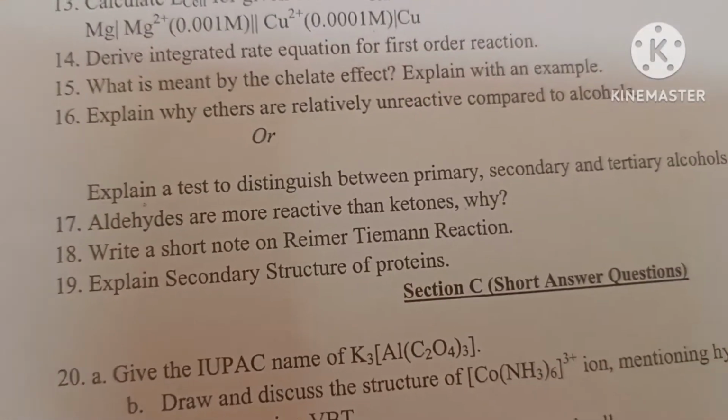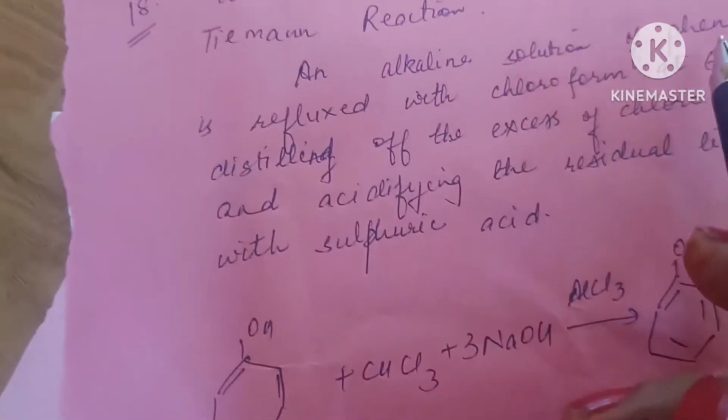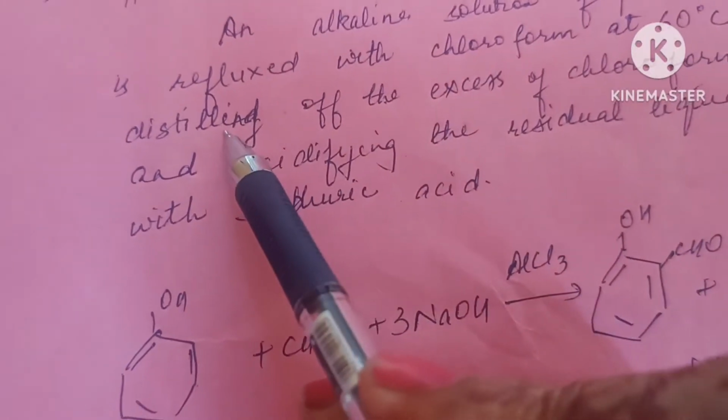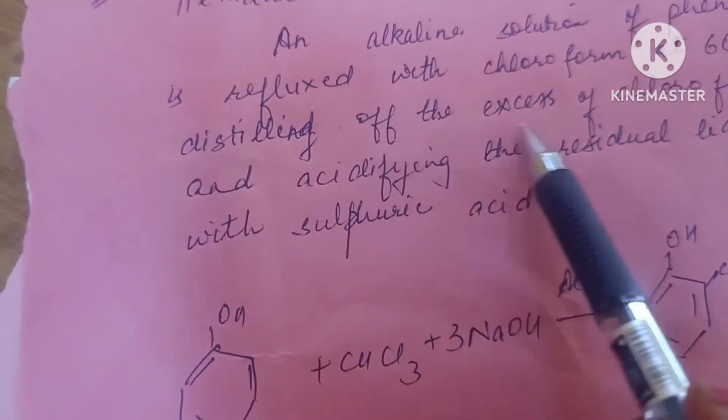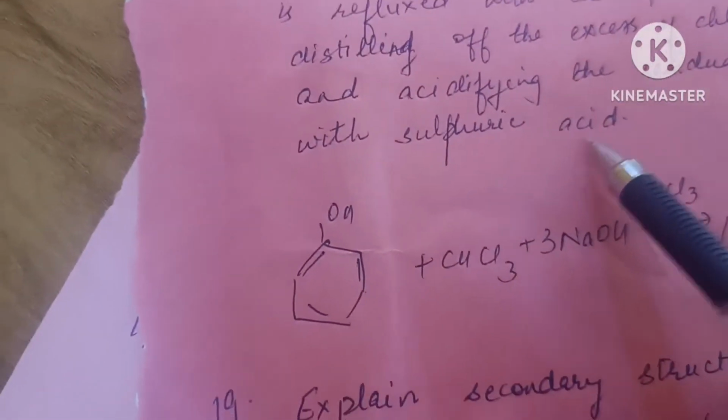So in Reimer-Tiemann reaction, an alkaline solution of phenol is refluxed with chloroform at 60 degrees centigrade, distilling off the excess of chloroform and acidifying the residual liquid with sulfuric acid.